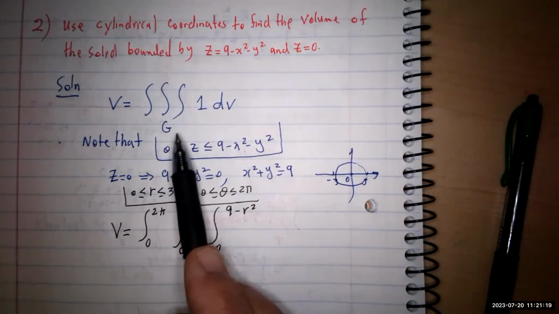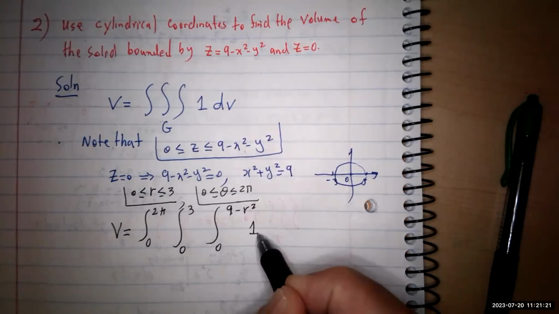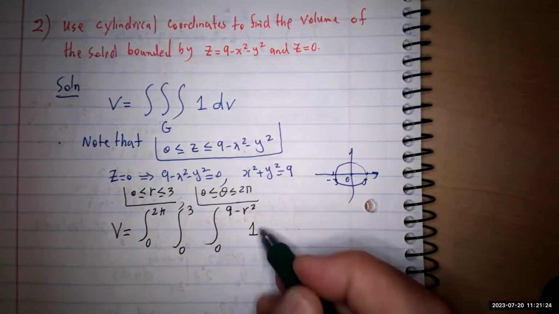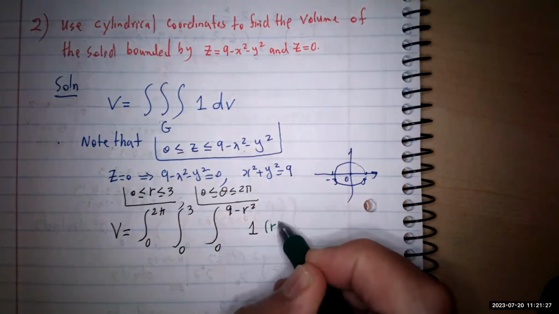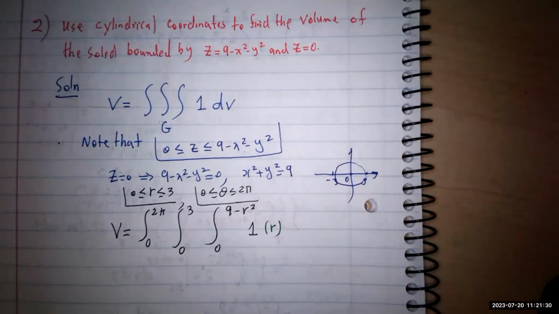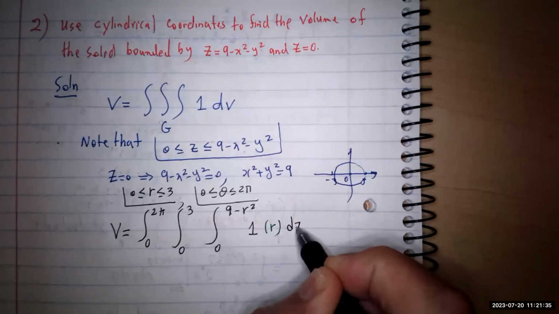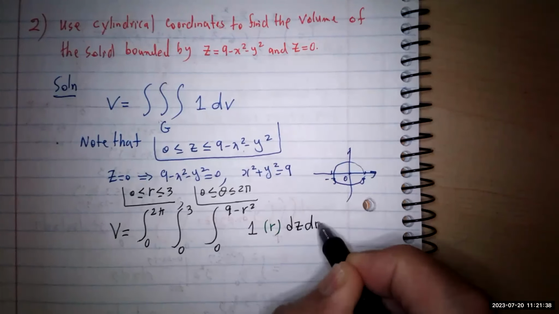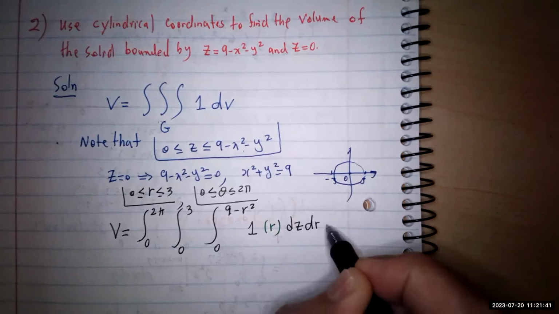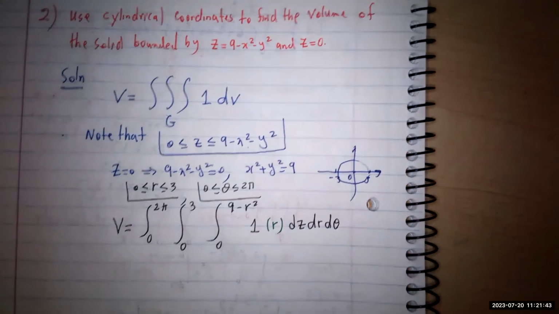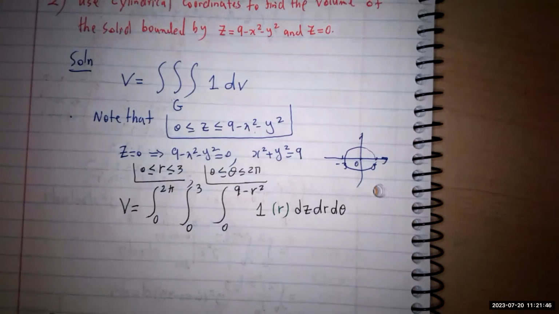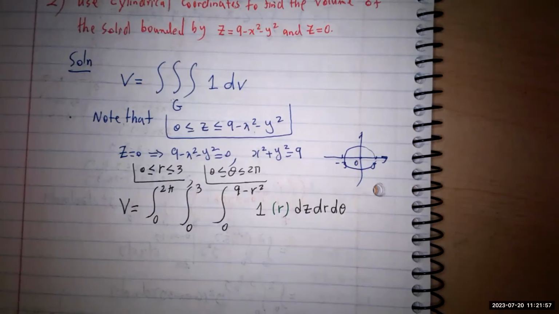Then your function is 1, but there is the extra term, remember, the extra r, the Jacobian. Extra r for the polar, and then the usual: z is fixed, dz. In the middle one, you go with r, and in the last part, you go with theta. Any question? For cylindrical coordinates, it depends how you set up the problem. So we go with z first because z is fixed, then the rest is polar coordinates.